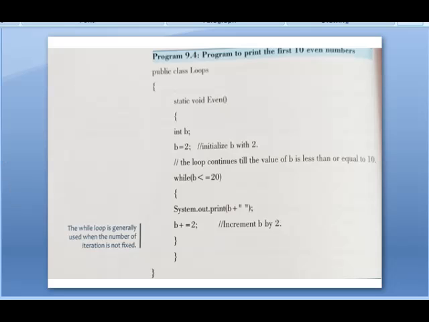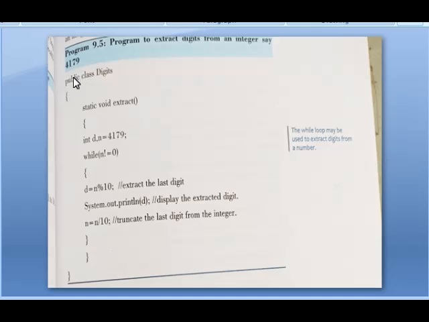Next is, by using the while loop, a program to extract digits from an integer, say 4179. We are going to extract the digits one by one. So int n equal to this, while n not equal to 0. If the value of n is not equal to 0, we have to find the remainder here, that is d equal to n modulus of 10.